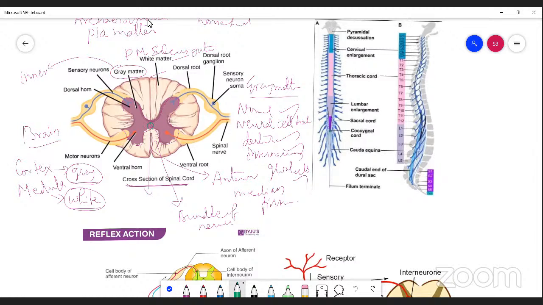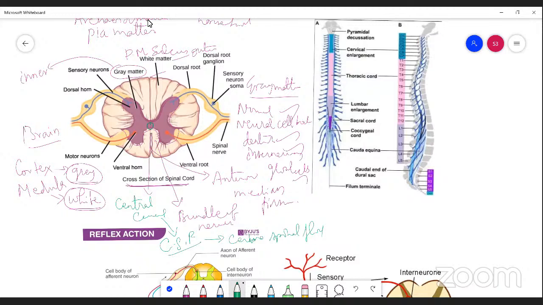It is a round, tube-like structure that is called the central canal. This central canal is filled with the fluid that is known as CSF. CSF means what? Cerebrospinal fluid. Do you understand?